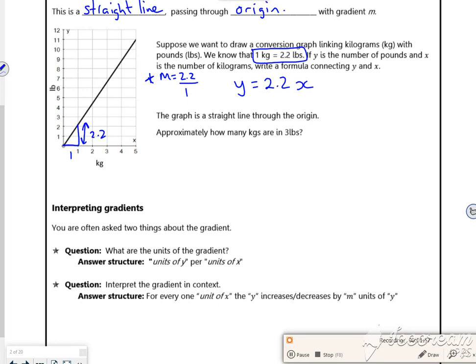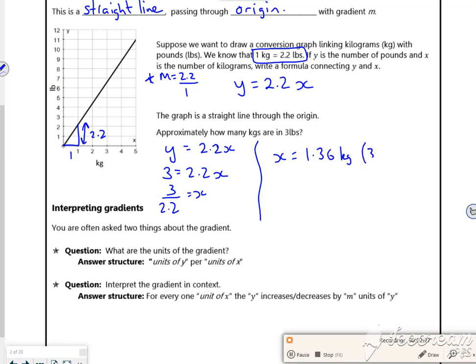So then it says approximately how many kilos will 3 pounds. So y equals 2.2x. And I've got my y, haven't I? So be careful, because where are we? So y is pounds. So I want to find x. So 3 is 2.2x. 3 over 2.2 is x. So x is approximately 1.36 kilos, to 3 sig fig. There you go, not too bad that, is it?